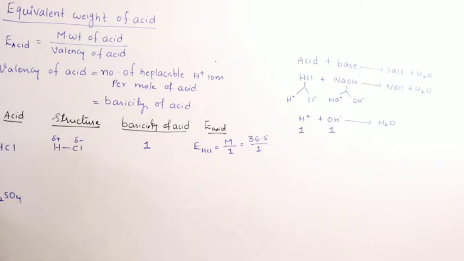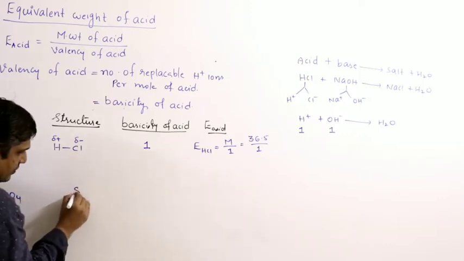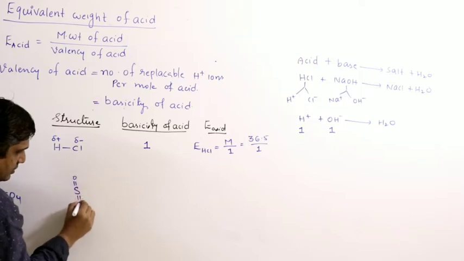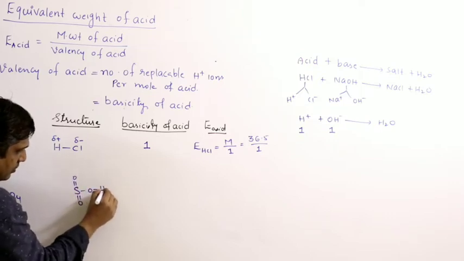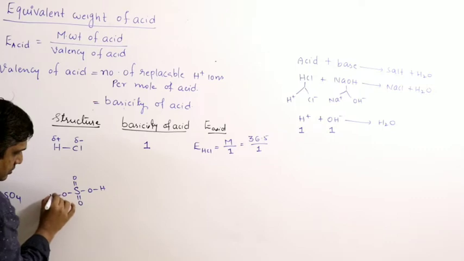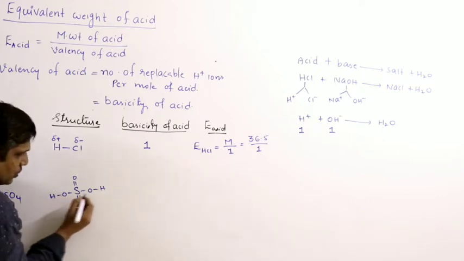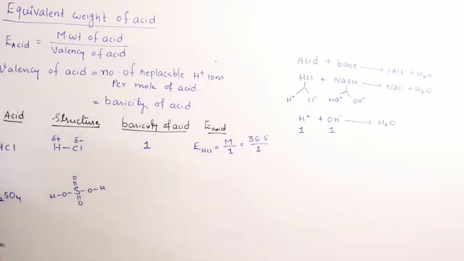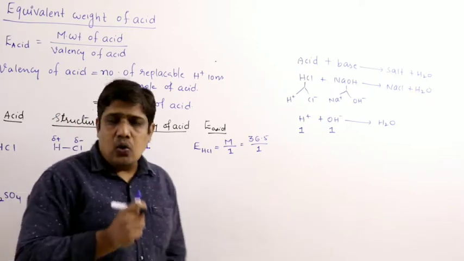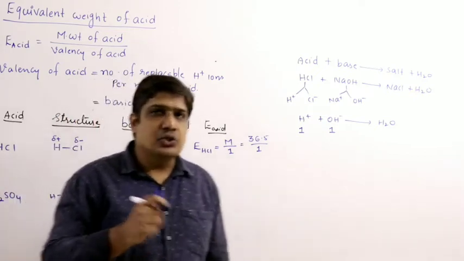So sulfur is the central atom. If I write the structure of sulfuric acid, this is the structure of sulfuric acid. Now see here, hydrogens are attached to oxygen. Hydrogen is attached to oxygen. So in a molecule, there are 2 hydrogens which are attached to oxygen.